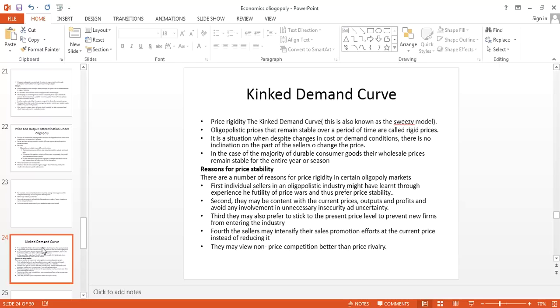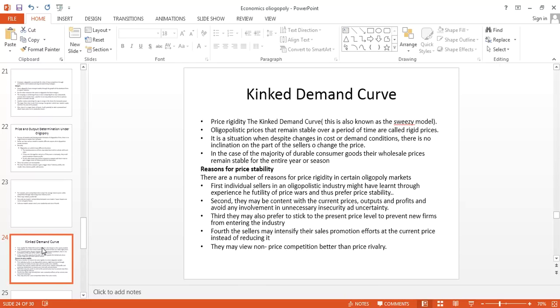Okay, because we have learned through experience that there's no point in competing on price. We don't want to compete on price, we want to compete on other things. Non-price competition is the norm here. Okay, and secondly, I'm content with the current price. At least I'm covering my costs. That may be another factor.